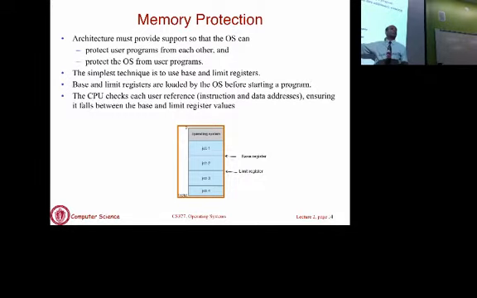If it starts executing job 3, it has to look at a data structure, pull out the base and limit register values and load them in before that job will execute, because the base and limit values are specific to a particular process. Every time a process executes, you have to load those first.